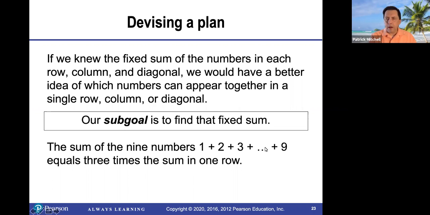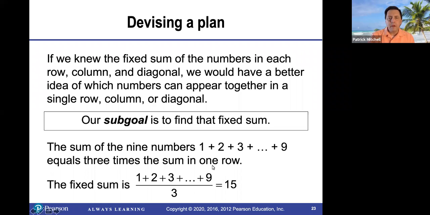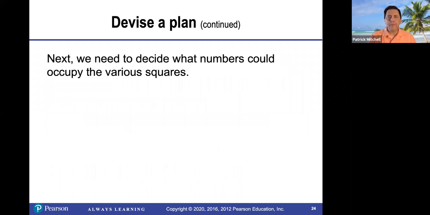And, oh, lucky us, we just figured out a way to add these numbers together, right, using that formula. The sum of the numbers 1 through 9 would be 9 times 10 divided by 2. 9 times 10 is 90. 90 divided by 2 is 45. All right, so that means that the fixed sum, each row, column, and diagonal has to add up to 15. And that's really, really helpful.